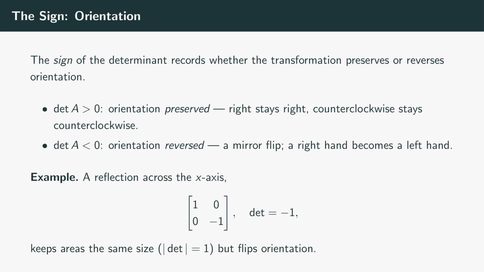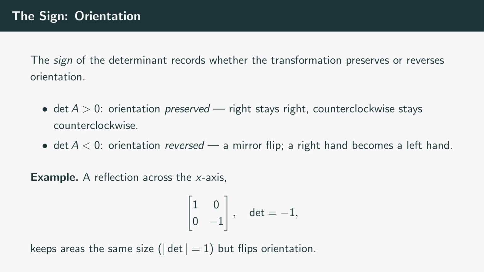We keep saying signed area and signed volume. Let's make the sign concrete. The sign of the determinant tells you whether the transformation preserves or reverses orientation. When the determinant is positive, orientation is preserved, right stays right, and a counterclockwise loop stays counterclockwise. When the determinant is negative, orientation is reversed. Like looking in a mirror, a right hand comes out as a left hand.